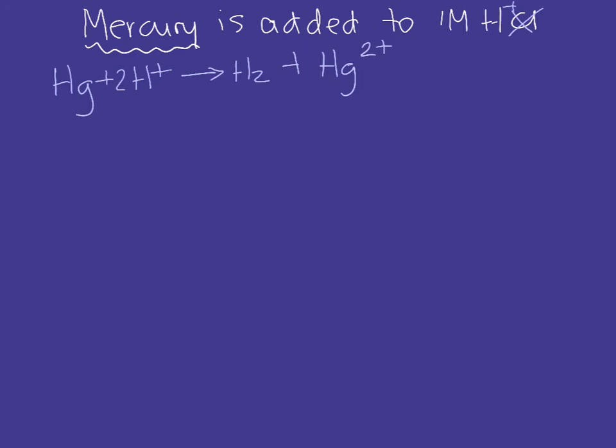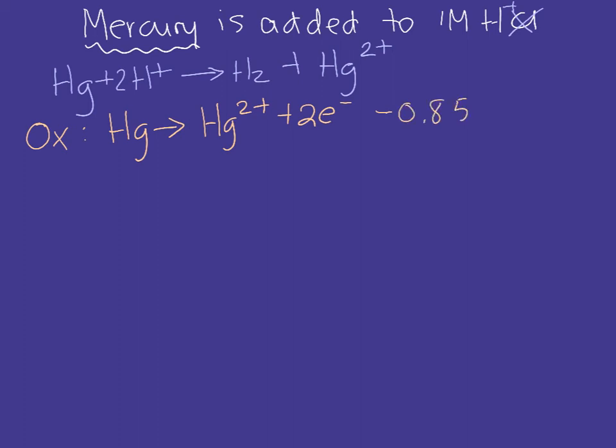Okay, so now we have the predicted products if it reacts. And now we're going to write an oxidation half reaction. And that would be the mercury losing 2 electrons because it goes to 2+ plus 2e. And we'll look this one up on the table. And that is going to give us negative 0.85 because when I found it on the table, it was positive.